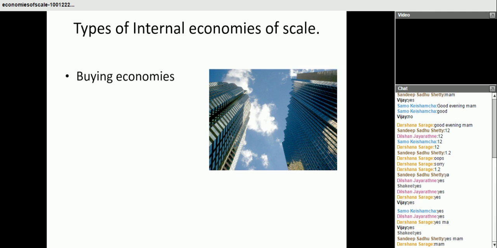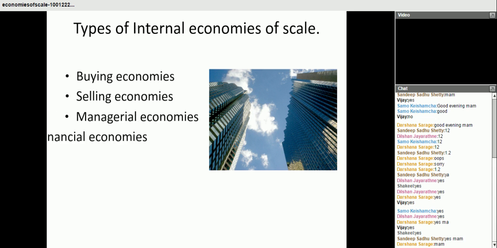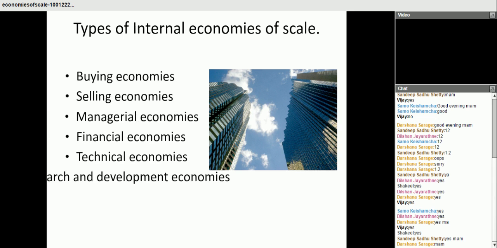Now types of internal economies of scale. When we are talking about companies itself, what are the different types of economies of scale? So there are different types to it. The first is the buying economy. Now what is this buying economy?